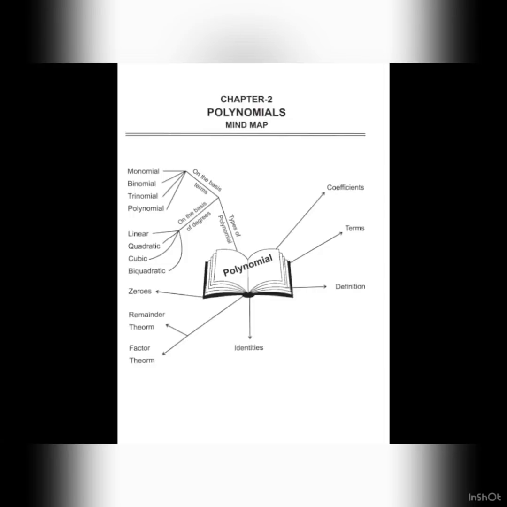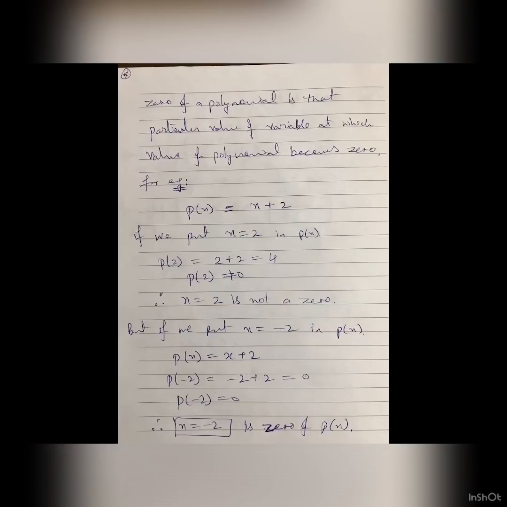Today we'll take a recap of the selected concepts and questions given in the chapter Polynomials. So today's class is a revision class for the chapter Polynomials. Now, the zero of a polynomial is that particular value of a variable at which the value of the polynomial becomes 0.